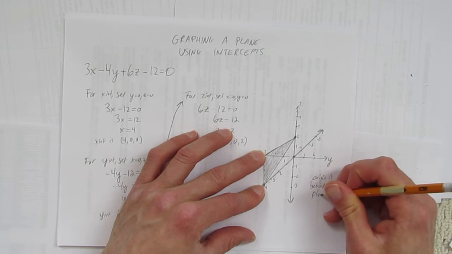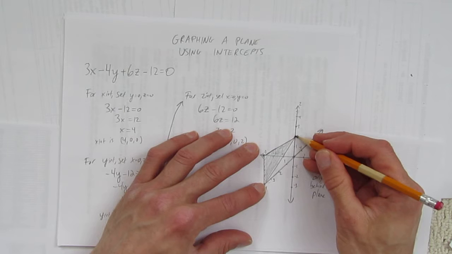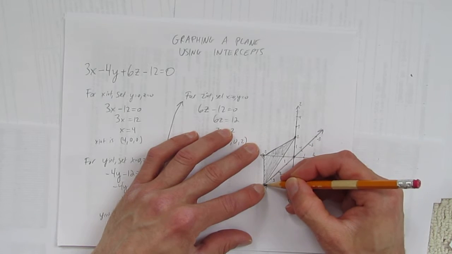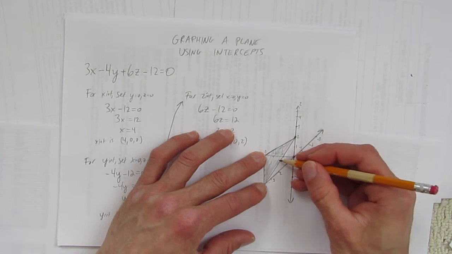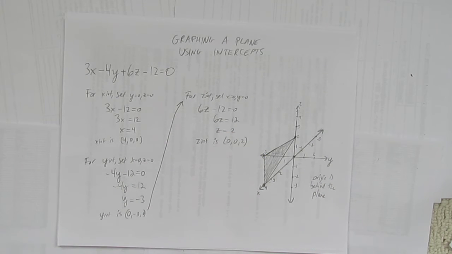That's part of your graph, this explanation, this sentence or phrase, that when I make this plane here, this is above the origin, here this is out in front, and this is on the left side. So as this plane extends out, the origin will be behind the plane. And we've done it. We've graphed a plane using the x, y, and z intercepts.